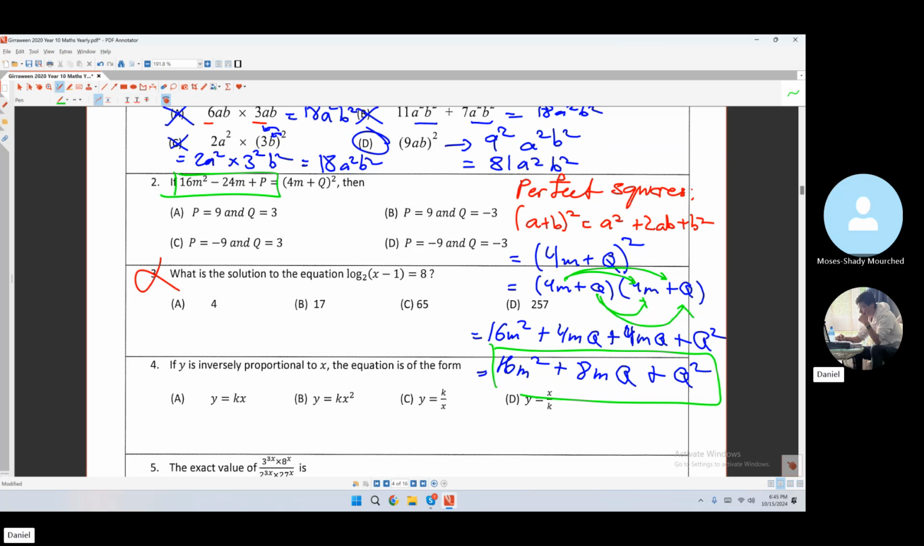16m squared plus 8mq. 16 plus 8, which would be 24. No, yeah, should be 24. Then Q is Q. Q and Q, is that gone?